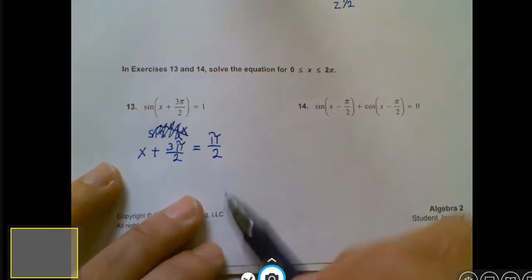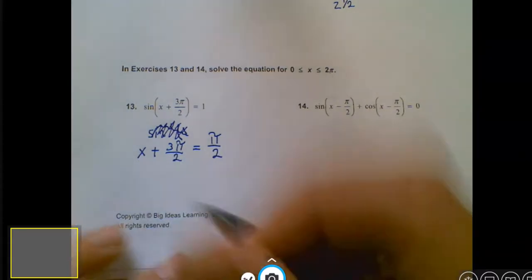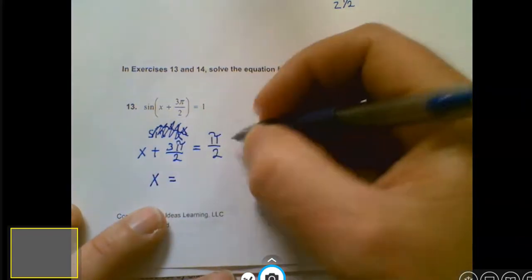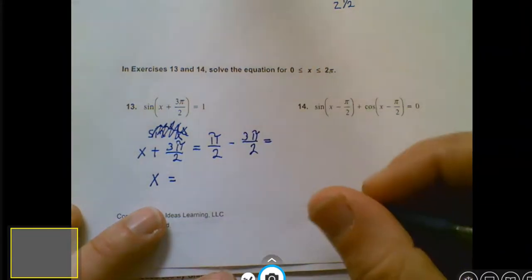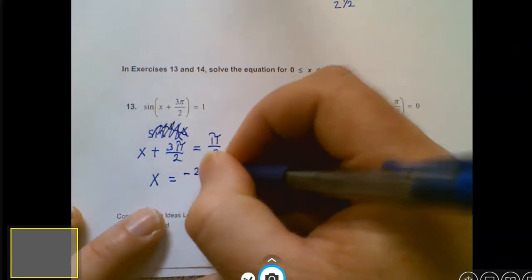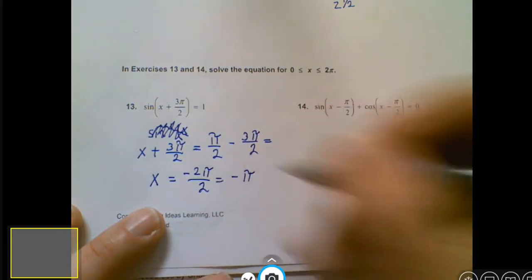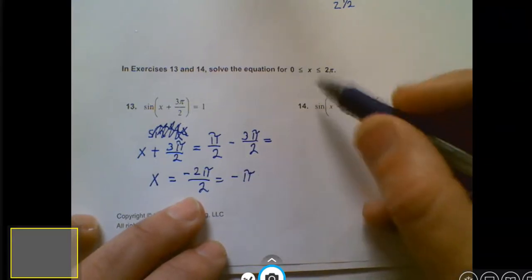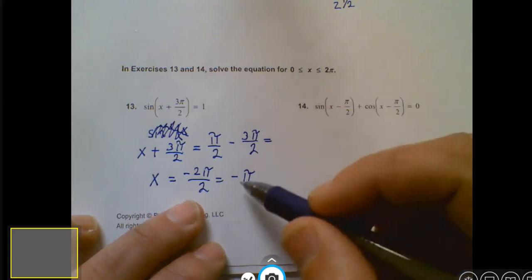So as I solve this equation, I subtract 3 pi over 2 from both sides. Watch what we get. What does that give us? 1 minus 3 is negative 2 over 2, so negative 2 pi over 2, which equals negative pi. So that is the right answer. However, we need this to be positive because this domain says they only want answers from 0 to 2 pi, and this is obviously negative.